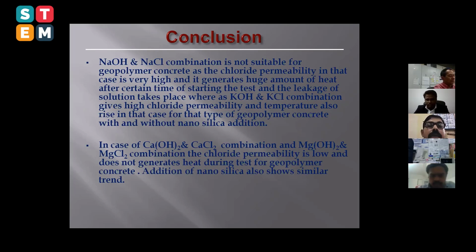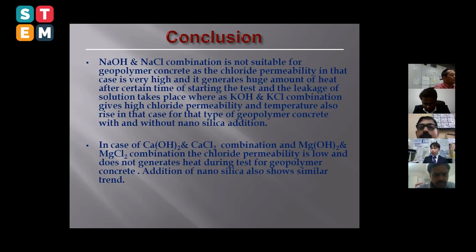Interestingly, we found that the sodium hydroxide and sodium chloride combination prescribed for cement-based concrete is not suitable for geopolymer concrete, as the chloride permeability in that case is very high. It generates a huge amount of heat after a certain time from the start of the test, which melts the sealant material and leads to leakage of the solution. The potassium hydroxide and potassium chloride combination that we tried also gives high chloride permeability, and the temperature also rises for this type of geopolymer concrete, with or without nanosilica.